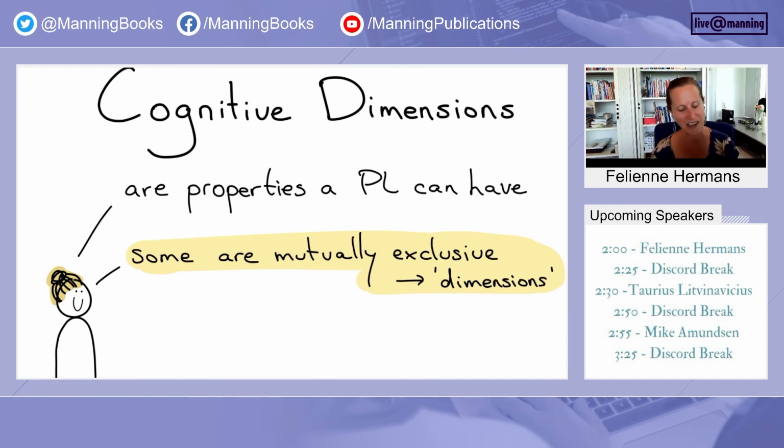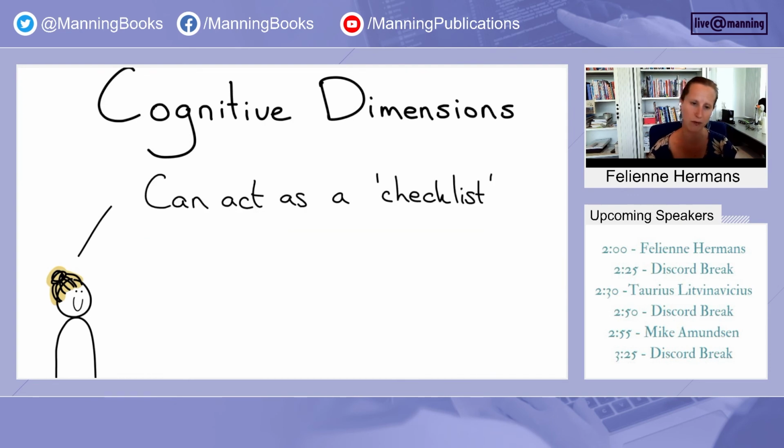To wrap this all up, I know it was lots of information, lots of dimensions thrown at you. Clearly, if you read my book, there are more examples and it goes at a slower pace. But I hope the sense that you got, the things you take away from this talk, is that cognitive dimensions can act as a checklist.